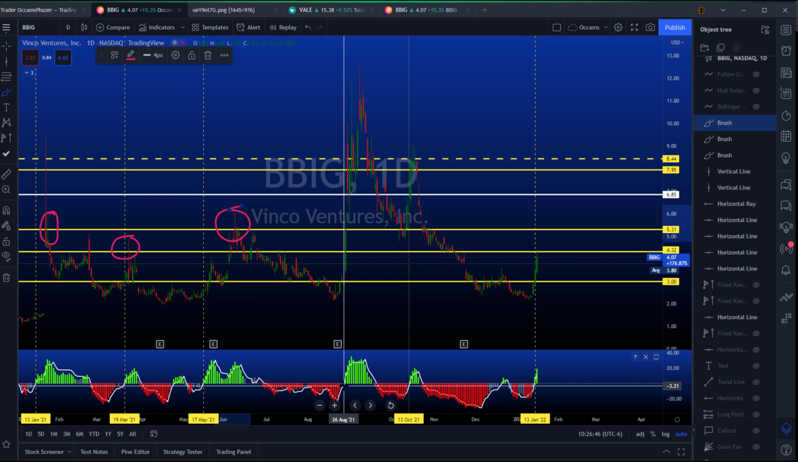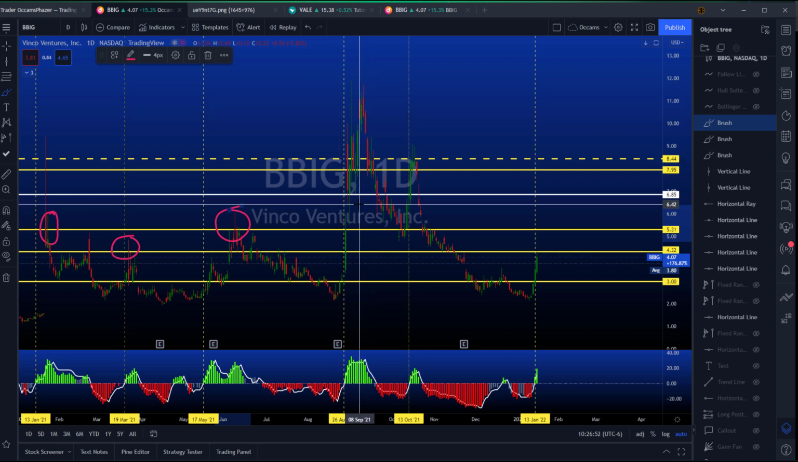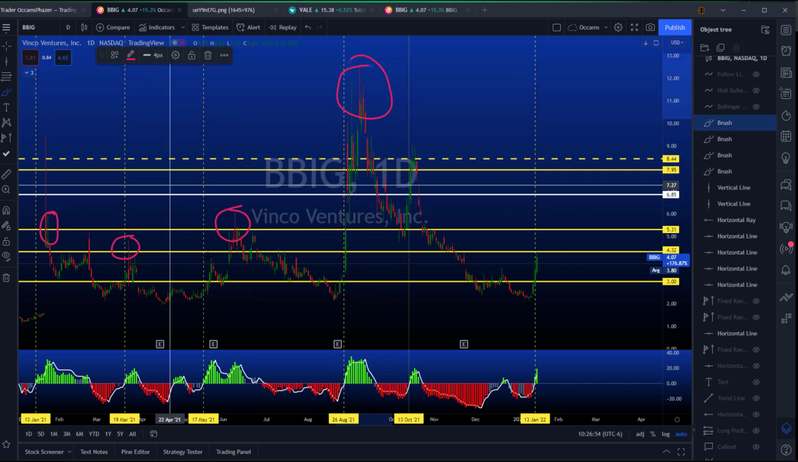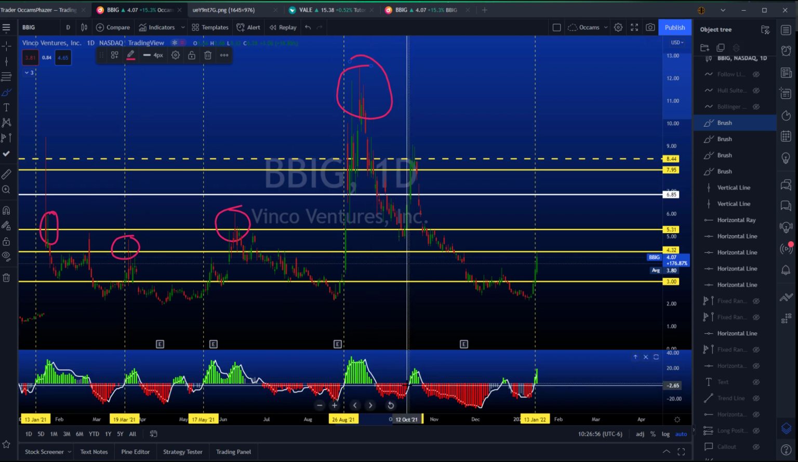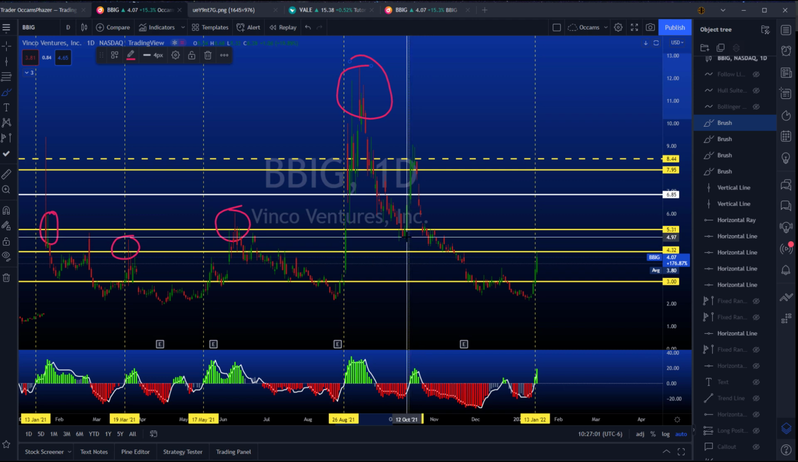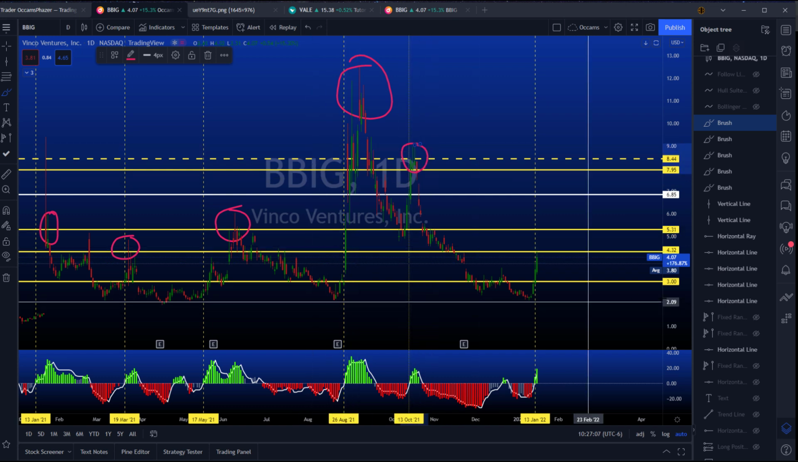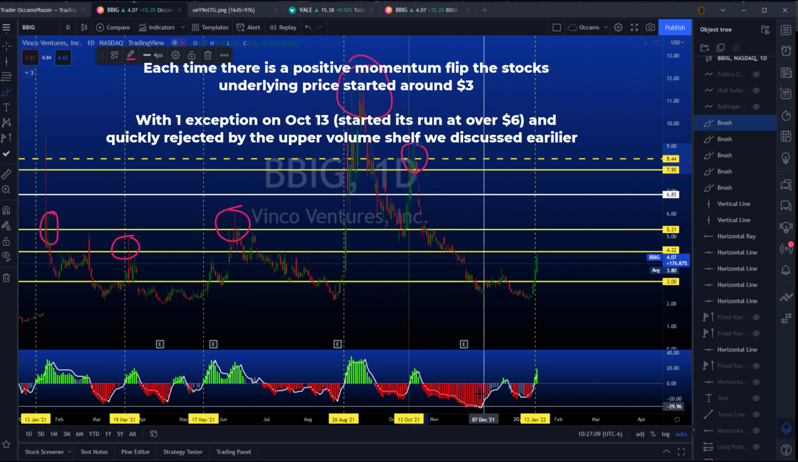Now, your next momentum flip, definitely able to break that 5.31. Oh, you know, we landed way up here. This momentum flip didn't last very long, but it did start itself under that 5.31 and ended up coming up above that $8 level.